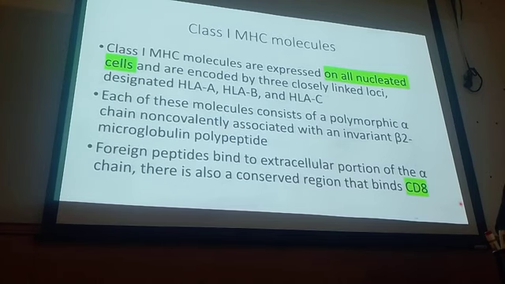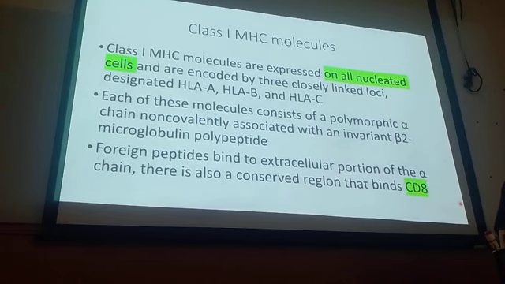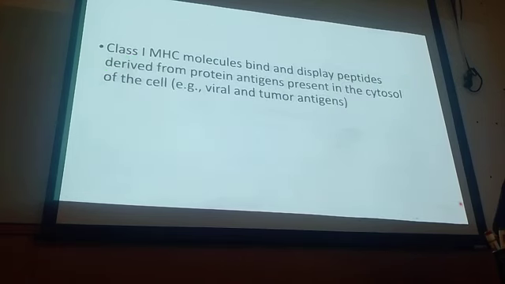So in MHC1 molecules, we have a polymorphic alpha chain and a beta-2 microglobulin polypeptide. Foreign peptide binds to the extracellular portion of the alpha chain. There is also a conserved region that binds CD8. Class 1 MHC molecules bind and display peptides derived from protein antigens present in the cytosol of the cells, for example, viral or tumor antigens.